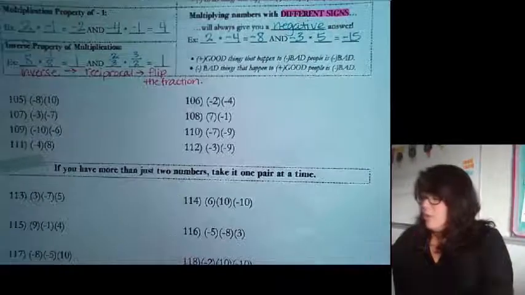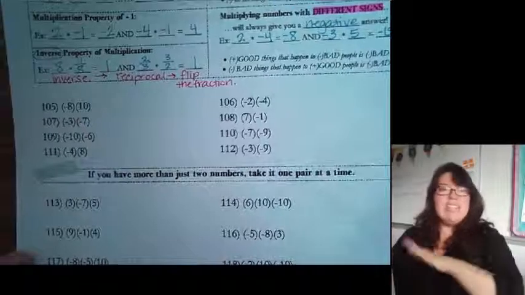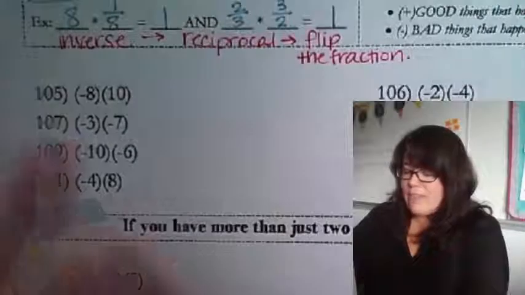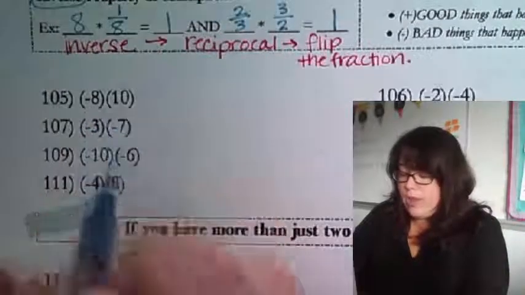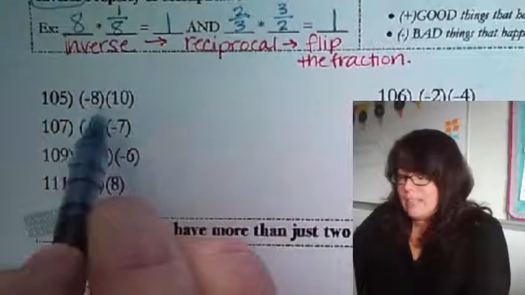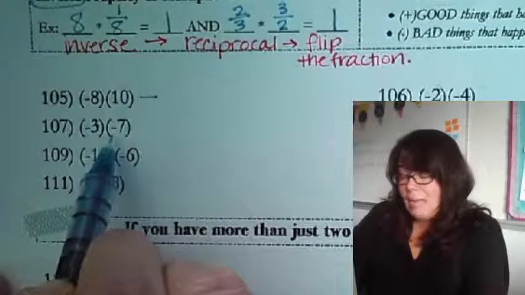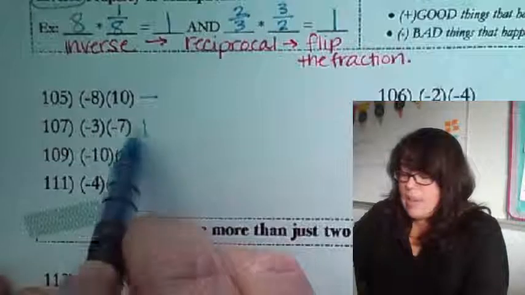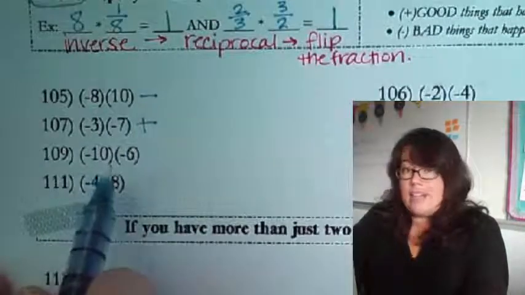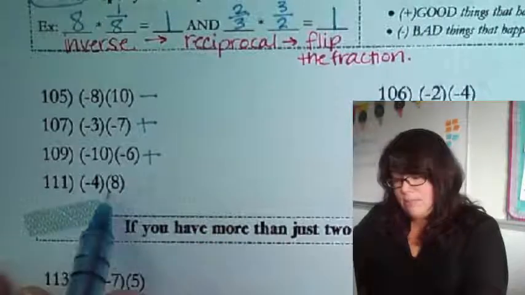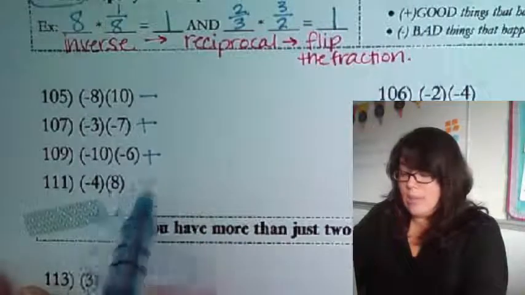The first thing that you want to do when you're dealing with multiplication is just take a look at your signs. See what signs you're dealing with. So here I have a negative times a positive. I know that my answer, because these are different signs, my answer will be negative. Negative times a negative, they're the same, my answer will be positive. Negative times negative, the signs are the same, my answer will be positive. Negative times a positive, they're different, so my answer will be negative.